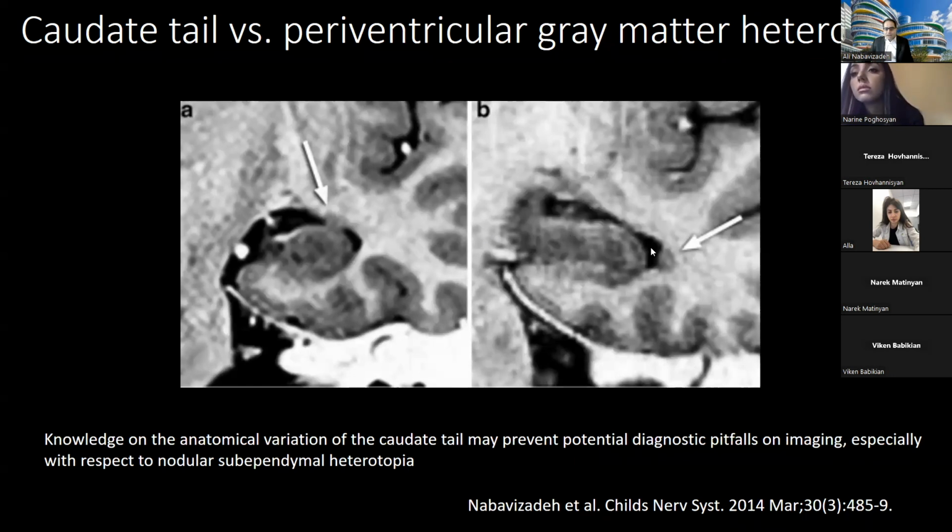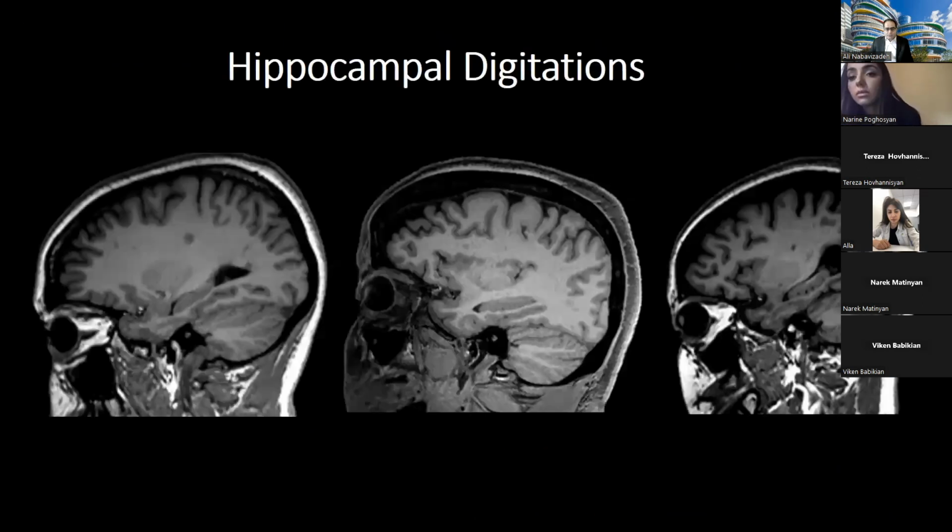And location-wise, it is located lateral to the temporal horn compared to the superior. And this is a nodular heterotopia, which could be the cause of epilepsy in this patient. So again, a very important point is that attention to the anatomical location helps us to make the appropriate diagnosis.